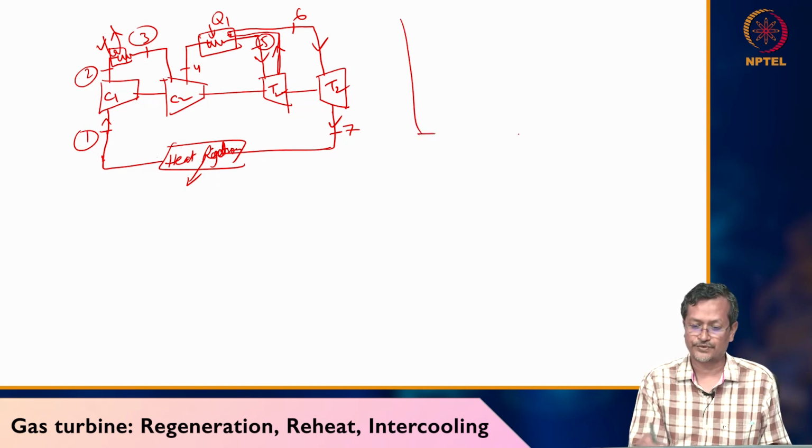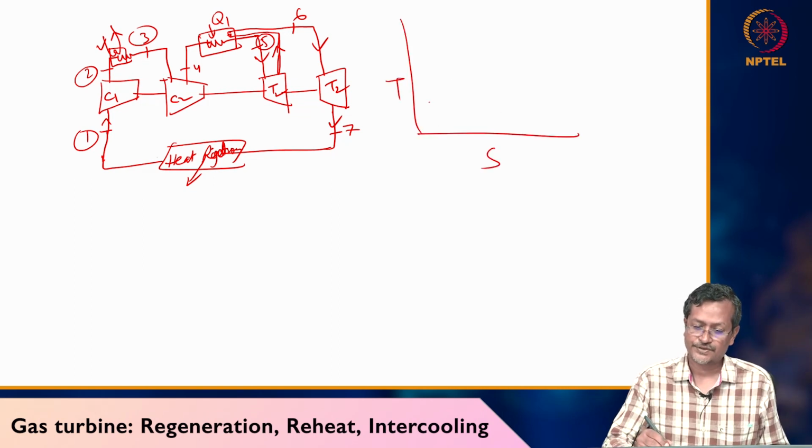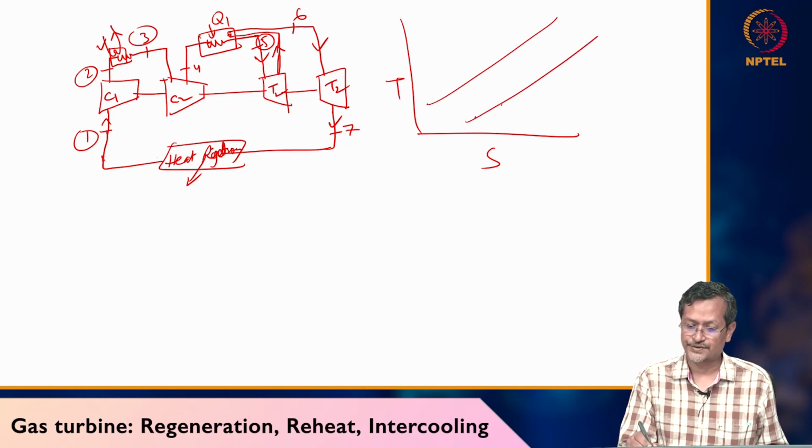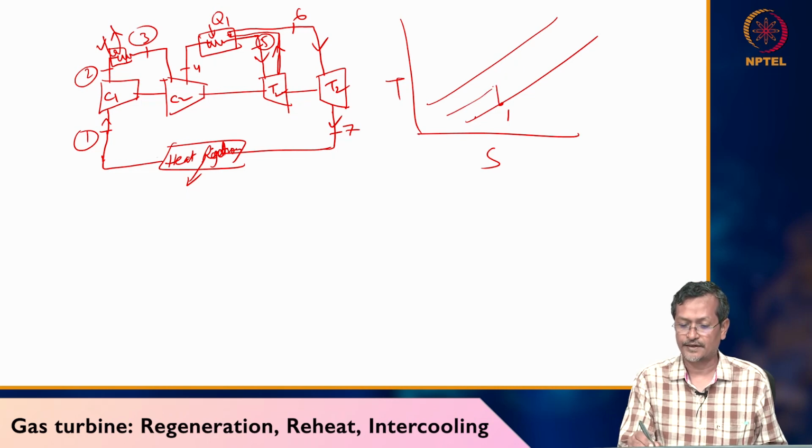Now if I draw this one in a TS diagram, first I have to draw the pressure lines. So 1 is here. 1 to 2 compression happened, so a vertical line, because we are assuming an ideal, isentropic cycle. Then 2 to 3, what is happening? Heat rejection is happening, so that's why the temperature is going down.